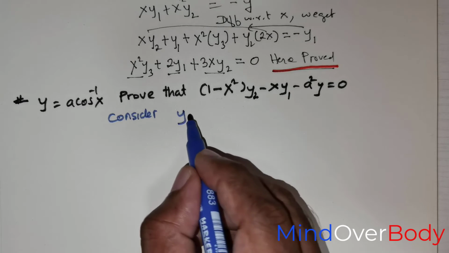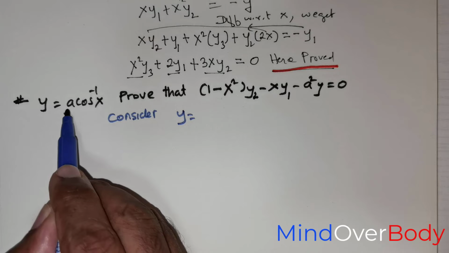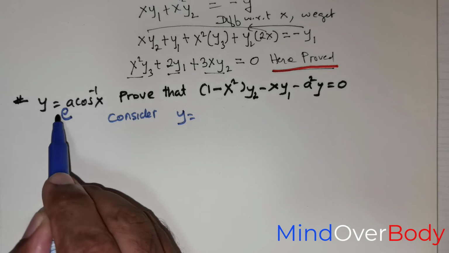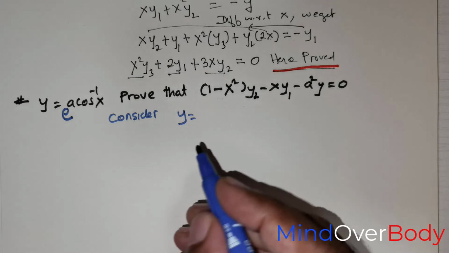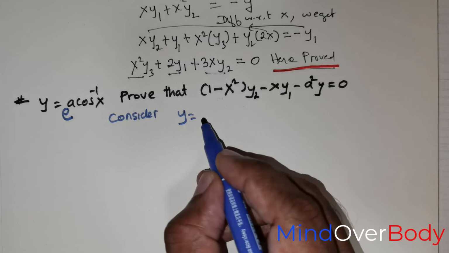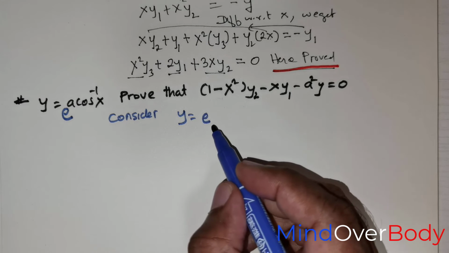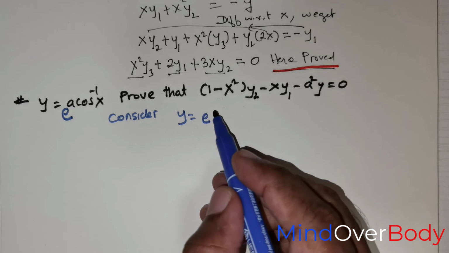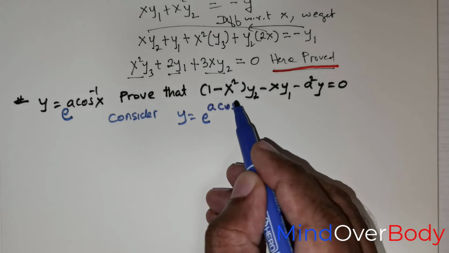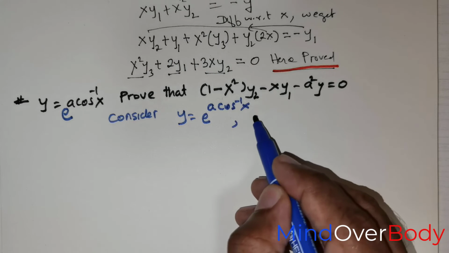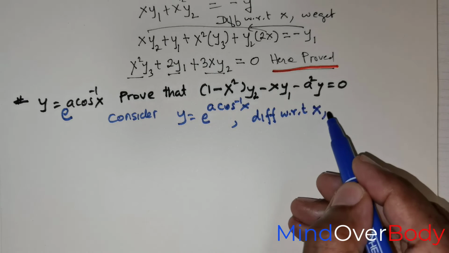So foremost, I'm going to consider y to be equal to, now let's just take this as y is equal to e raised to the power of a times cos inverse of x. Let me just consider that, because if we were to take y is equal to a times cos inverse of x, that would be too simple. So this is going to be e raised to the power of a times cos inverse of x. Now what I would be doing is differentiating with respect to x.